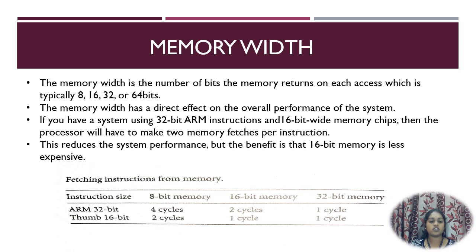Now consider fetching instructions from the memory. It is divided by instruction size against 8-bit, 16-bit, and 32-bit memory. The instruction sizes are ARM 32-bit and Thumb 16-bit. 8-bit memory takes 4 cycles for ARM 32-bit and 2 cycles for Thumb 16-bit. 16-bit memory takes 2 cycles for ARM 32-bit and 1 cycle for Thumb 16-bit. 32-bit memory takes 1 cycle each for ARM 32-bit and Thumb 16-bit.